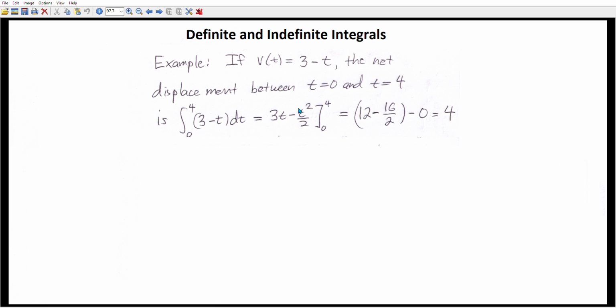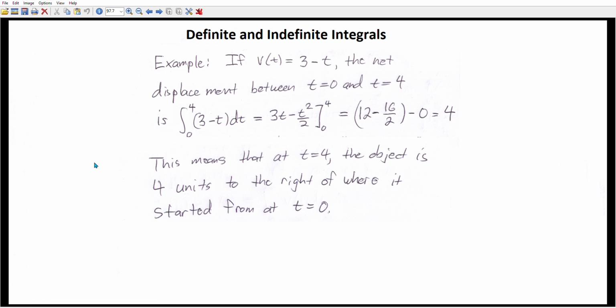And we put in a 4 here. We get a 12 minus 16 halves at the top. We're getting 0 minus 0 at the bottom. So 12 minus 8, or 4, is the net displacement. And what this means is that at t equals 4, the object is 4 units to the right of where it started from at t equals 0.